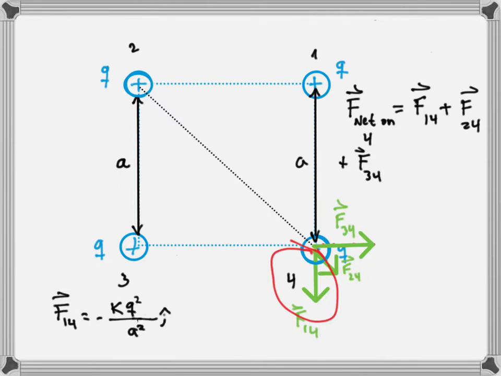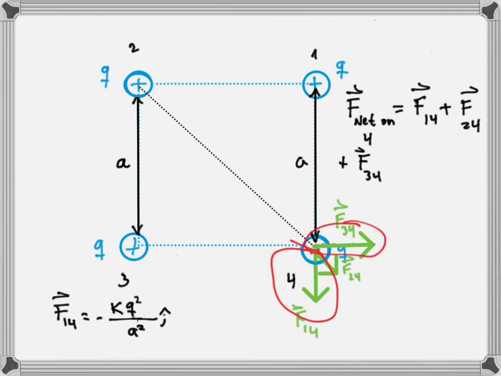And if we want to put in the direction to specify this vector fully, then we're going to put a minus sign and multiply this whole thing by j hat, because remember that j hat is the unit vector in the vertical positive direction. Since this force is pointing straight down, we specify that direction with minus j hat. So the force that 1 puts on 4 can be fully expressed as the vector minus kq squared divided by a squared times j hat.